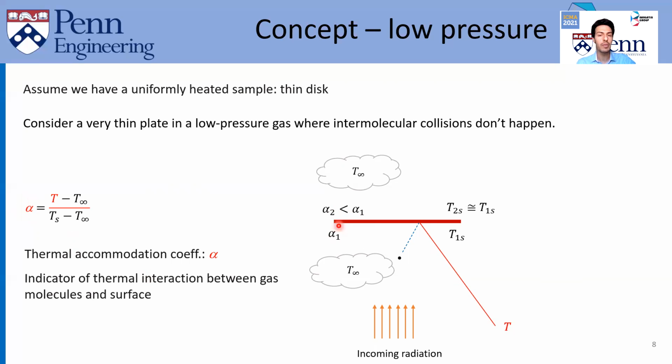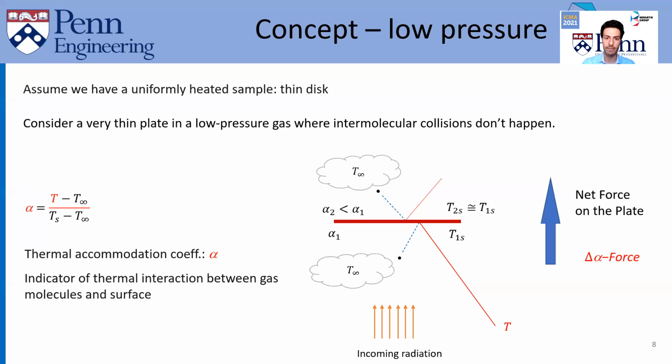If we have two different accommodation coefficients on the two sides, we can have two different velocities of the bouncing molecule, which essentially results in a net force. And because that force is created due to the difference in the accommodation coefficient of the two sides, we call it the delta alpha force. So this is the concept in the low pressure regime.